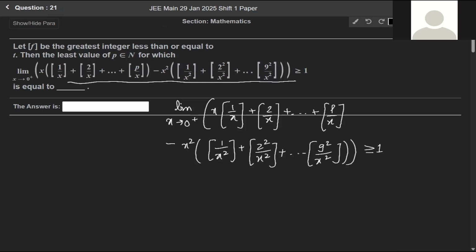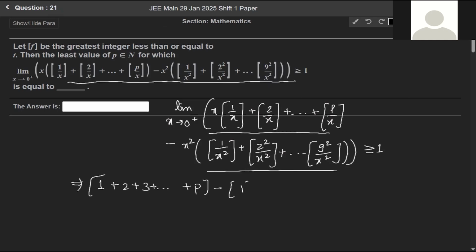Now if we take 1 over x common from here and 1 over x square common from here, then we get 1 plus 2 plus 3 plus up to p, minus (1 square plus 2 square plus up to 9 square), and it is greater than or equal to 1.